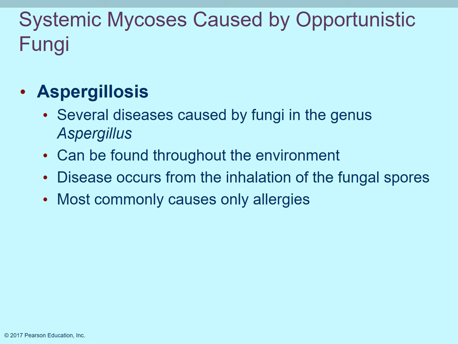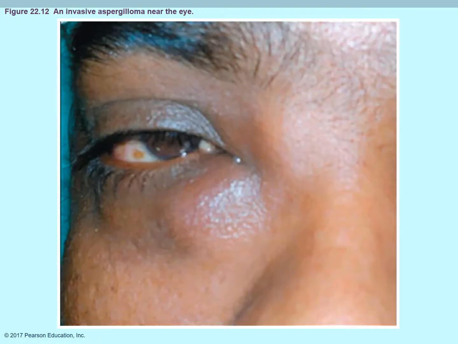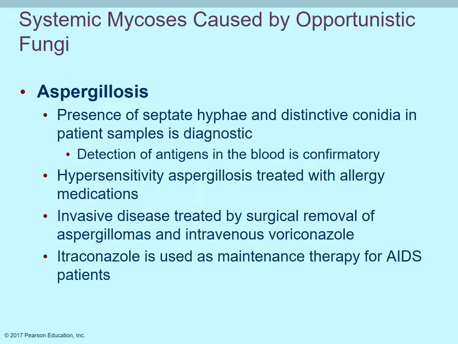Aspergillus is the causative agent of aspergillosis. There are several different diseases that can be caused by Aspergillus. It is very common in the soil, so oftentimes the way a person contracts it is by inhaling the fungal spores. Oftentimes it may just cause cold-type symptoms. This shows some of the different types of reactions that you can get, whether it's asthma, an allergic reaction, or something more serious such as pneumonia. And this is showing a lesion near the eye from an Aspergillus infection.